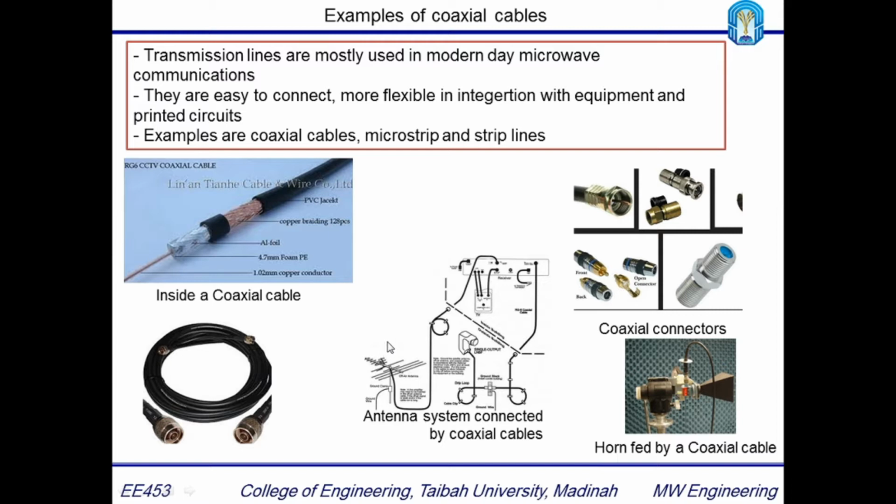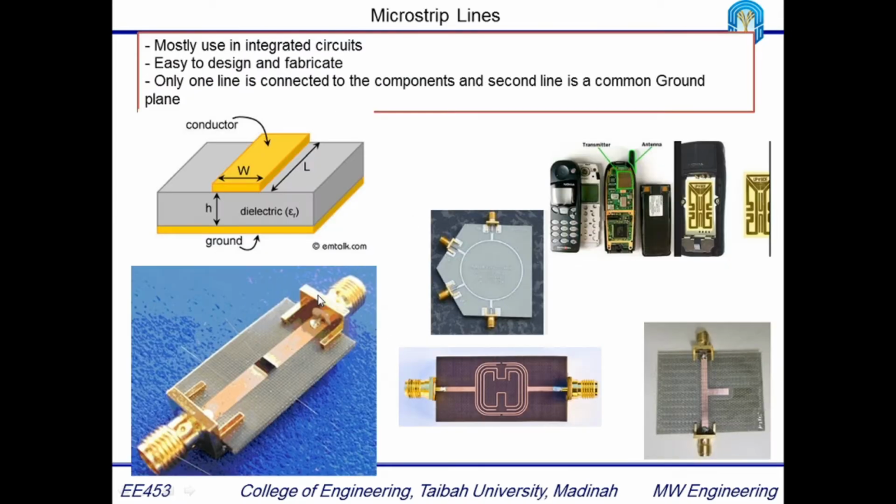Now, microstrip transmission lines are of a different type. They are mostly used in integrated circuits. They are easy to design and fabricate. And the reason for this is there is only one line. One line is connected to the components, and the second is the common ground plane. So the microstrip transmission line looks like this. There is a common ground plane, and then there is the microstrip, lines of width W, which go from one point to another in the circuit.